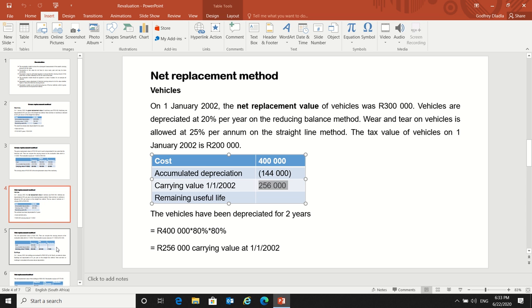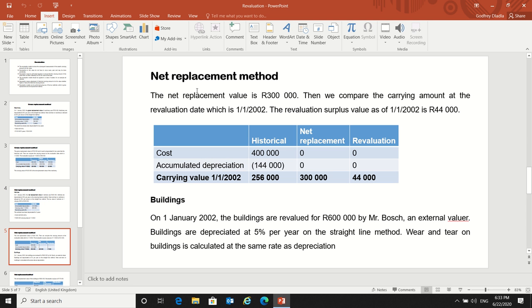So how then do we deal with this one? Here is the information, the historical column. It's 256 at that point in time. The 300 is net. You see the 300 is sitting here, because it is a net amount. According to the information given to us, 300 is a net amount, right? So your revaluation in this case is 300,000 minus 256, which is 44,000.